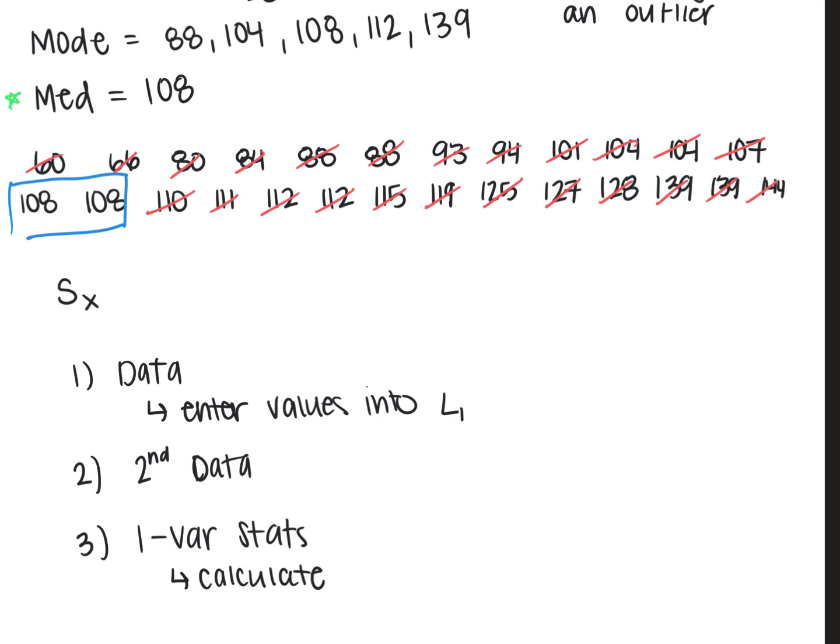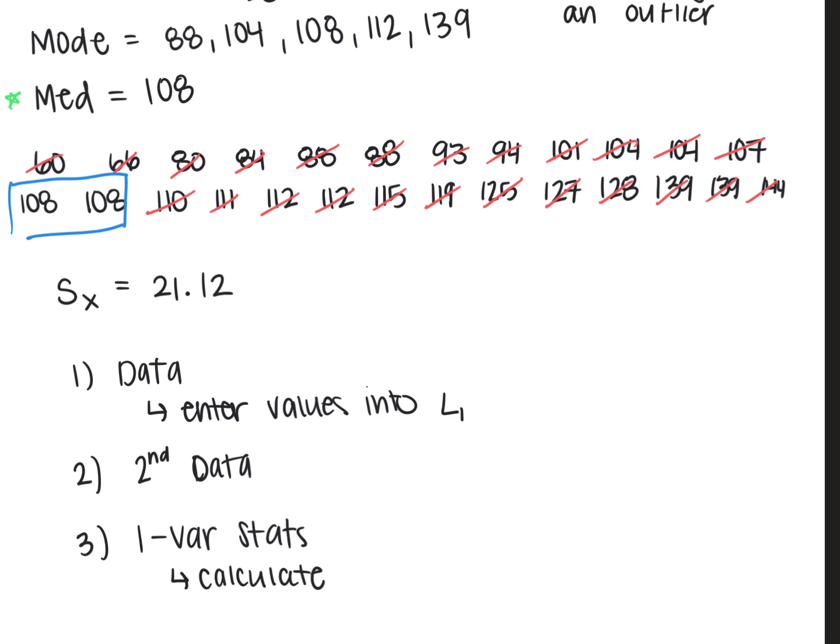You're looking for that one var stats, and you may have to scroll depending on where it appears. The order of these things isn't the same on every calculator, but if you look for the one that says SX, we get 21.12. That tells me that on average, each value is a distance of 21.12 from the mean.